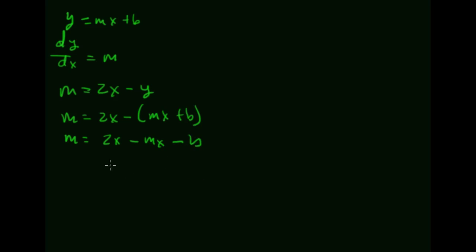Minus b because of the distribution, right? Which means that m is equal to 2x minus 1, or sorry, 2x. Let's check that. m is equal to 2 minus mx minus b, which means that 2 minus mx minus m plus b should equal 0. So I just brought the m to the other side here.